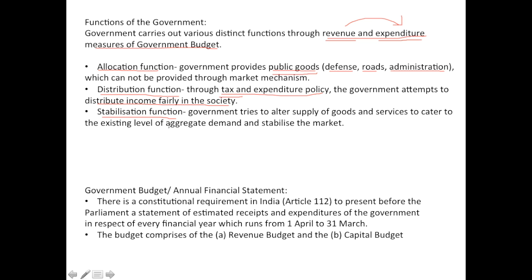For this, there are two basic functions: aggregate demand and aggregate supply. It is very important that there is a stability between aggregate demand and aggregate supply of goods and services in the market. Whenever there are fluctuations and there is a disequilibrium, the government comes into play, the government intervenes and tries to create a balance. This is what is called as stabilization function.